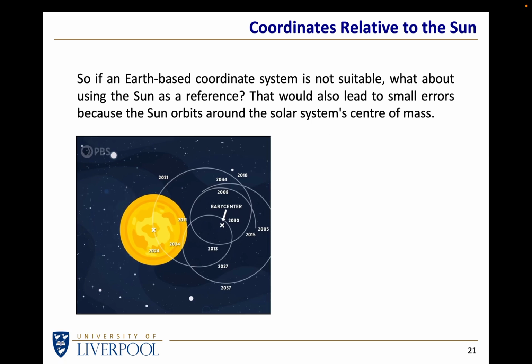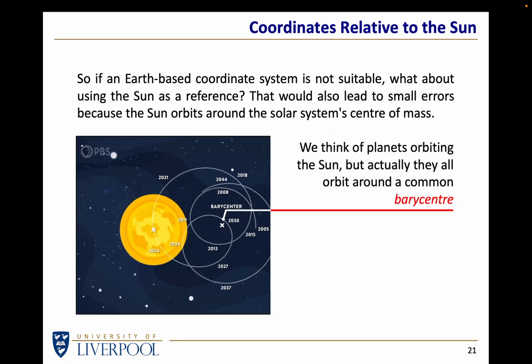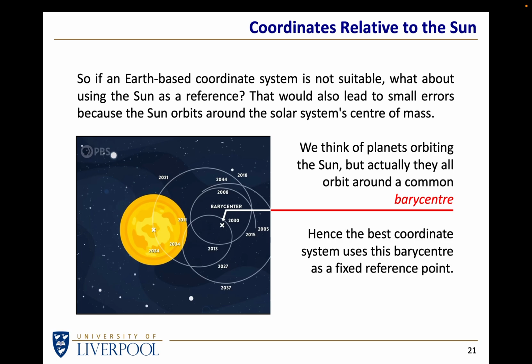So we tend to think, and we often say, that the planets orbit around the sun, but actually they don't. The planets orbit around the common center of gravity, just like the sun orbits the center of gravity. In astronomy, we call that the barycenter, the center of mass of the solar system.